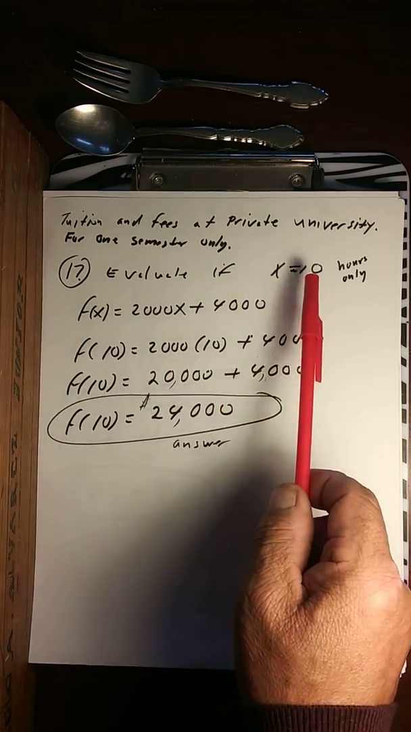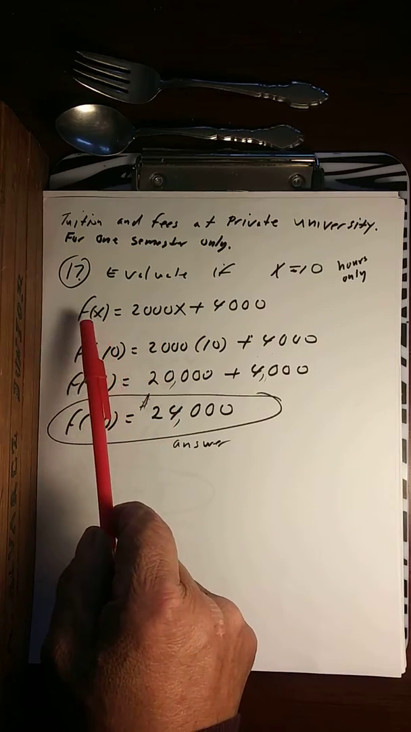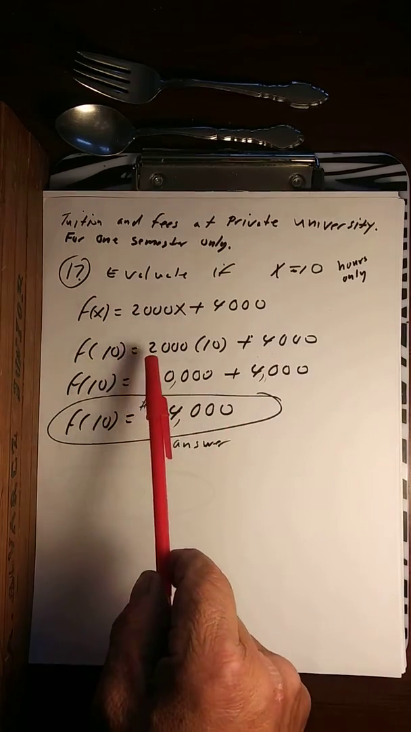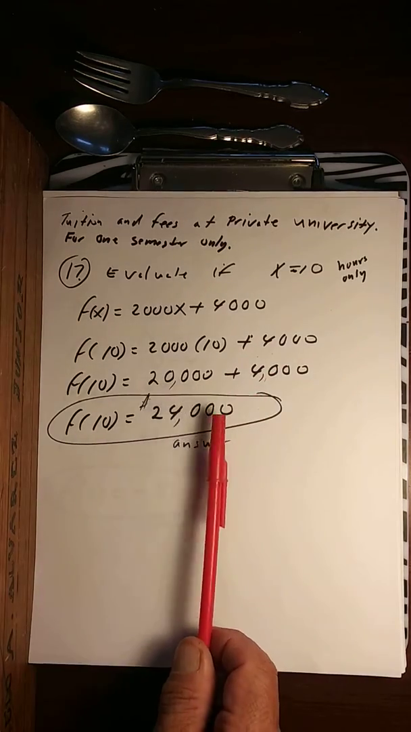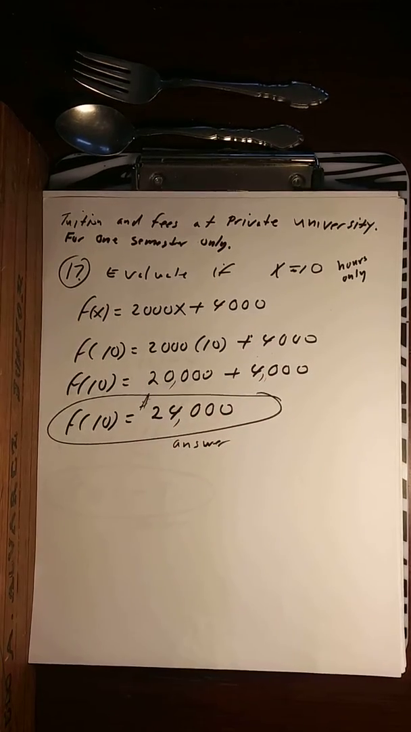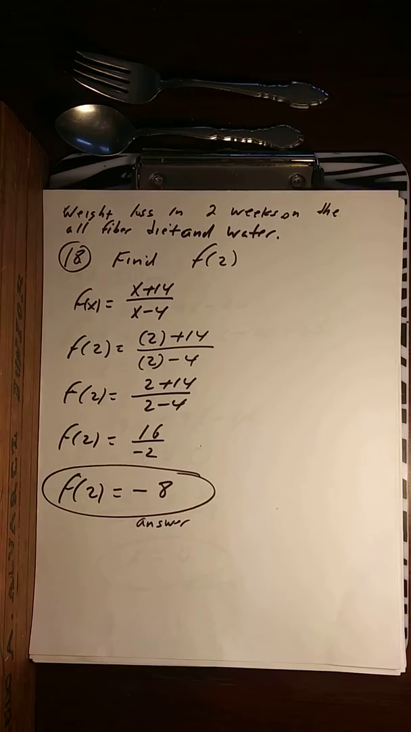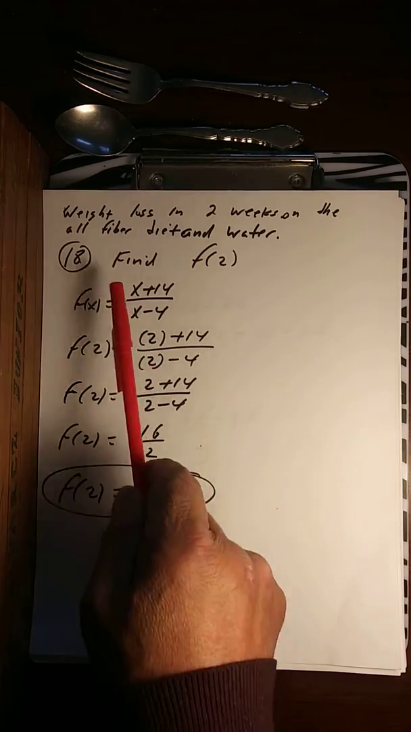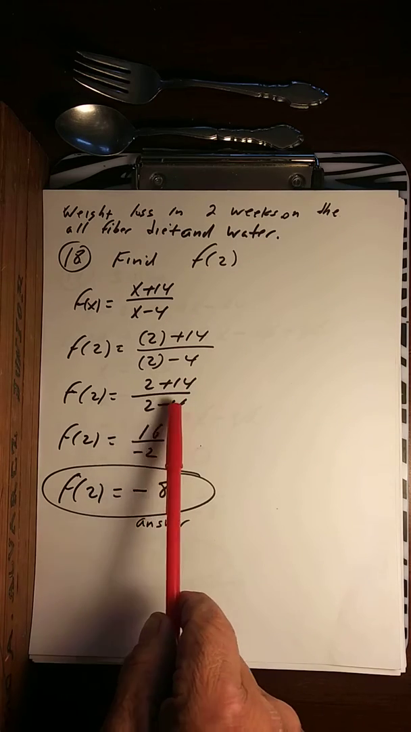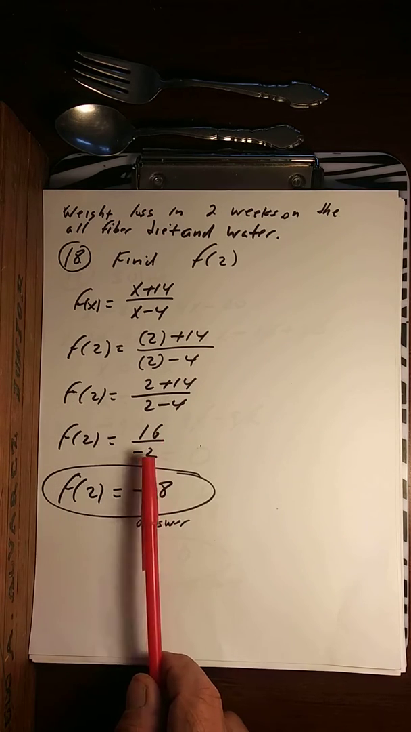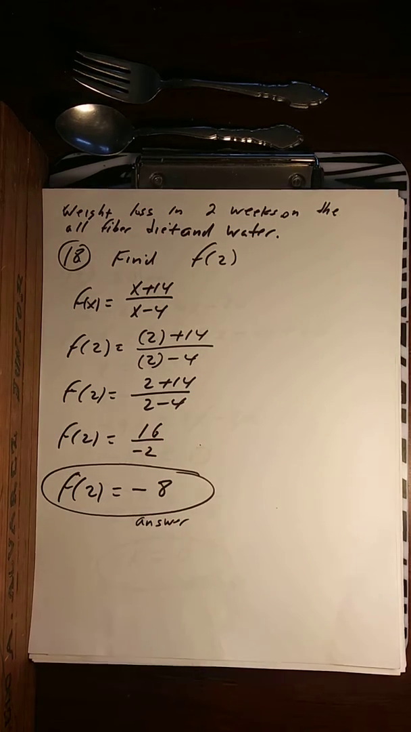Evaluate if t equals 10 for this function. f of x equals that. So now 2,000 times 10 is 20,000, plus 4,000, it's going to be 24,000. Find f of 2. Put a 2 in there for the x's. So that's going to be 2 plus 14, 2 minus that. That's going to be 16 over negative 2. Divide this into this, it is negative 8.